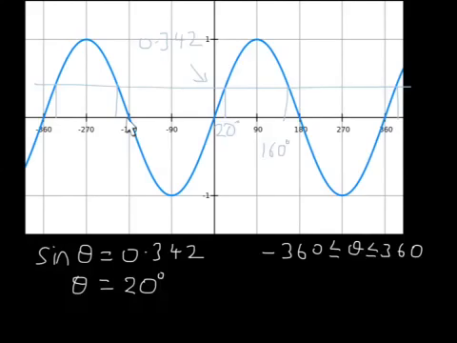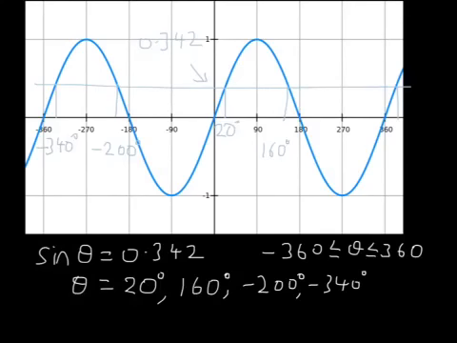We also know that the angle from there to there is 20 degrees, which means this angle here is minus 200. We also know that this angle here is 20 degrees, which means this value here is minus 340. So the solutions to the equation are 20, 160, minus 200 degrees, and minus 340 degrees. And you can check that by putting that into your calculator. If you do the sine of 160, or the sine of minus 200, or the sine of minus 340, the answer comes out to be 0.342 every time.